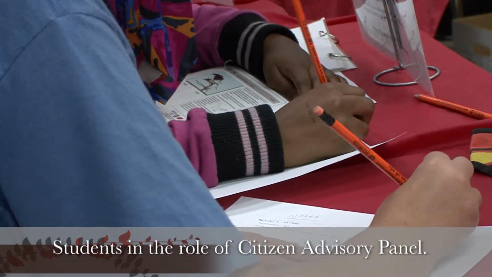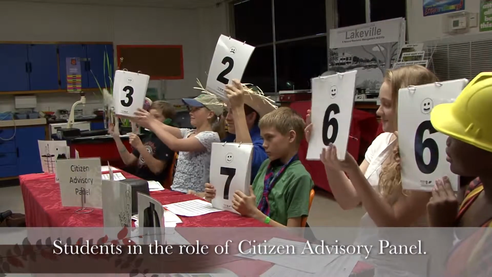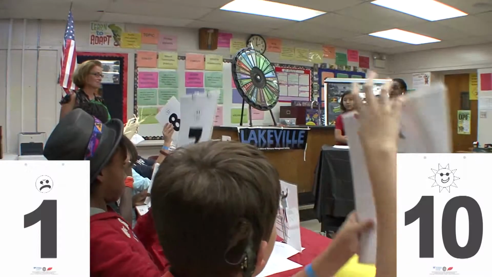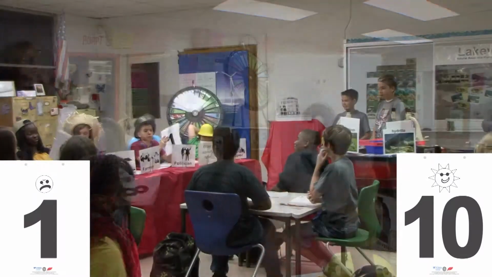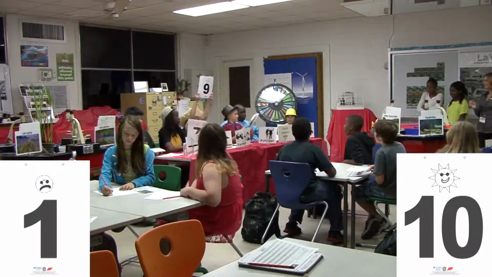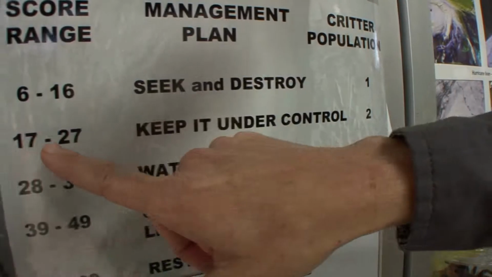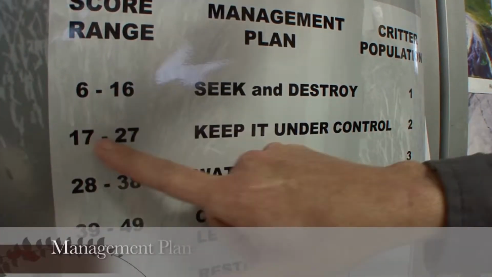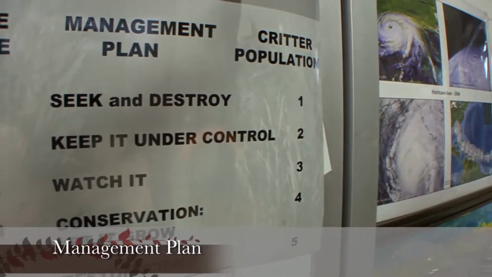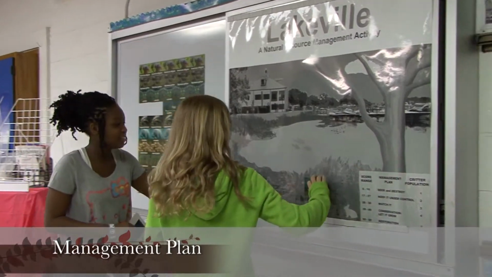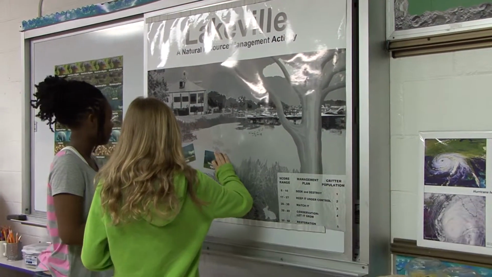They make that decision by voting. And once they vote, they hold up scores between 1 and 10, 1 meaning they do not want it in the ecosystem, 10 meaning they would love to have that critter in the ecosystem. You'll add that up and that'll equal a score. And then that score equates to a management plan. And that management plan equates to how many critters they get to put in that ecosystem.